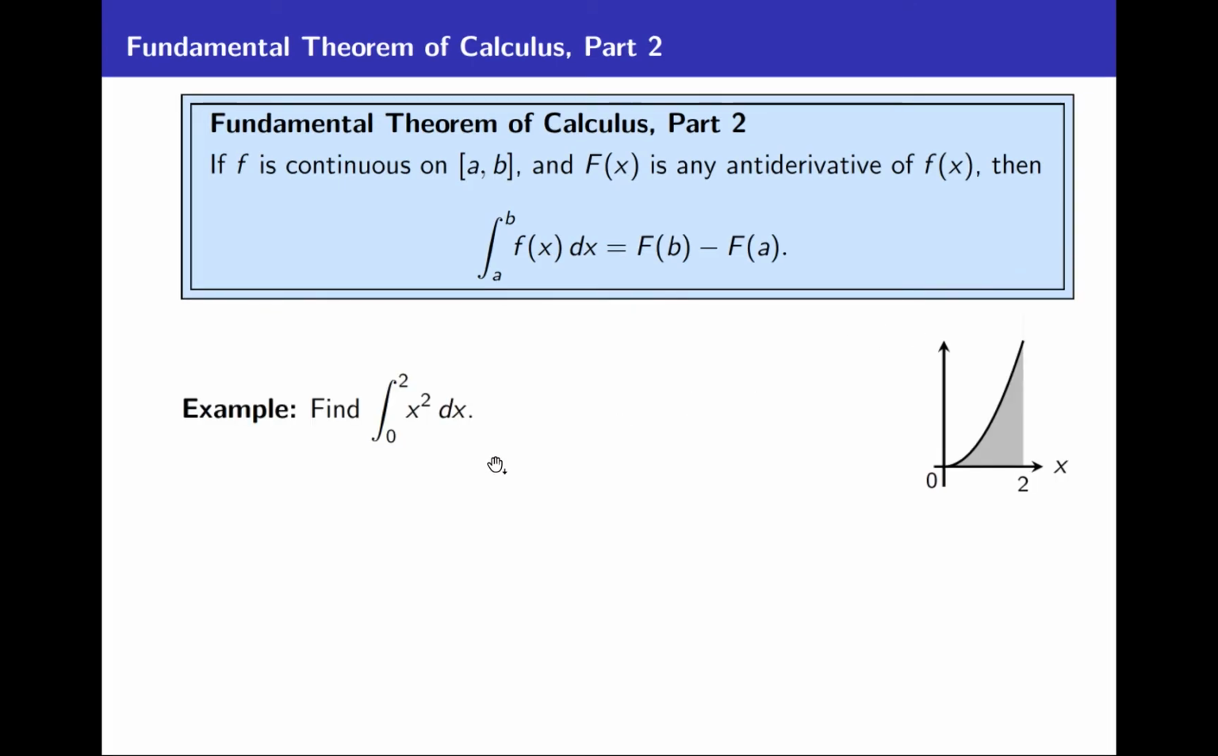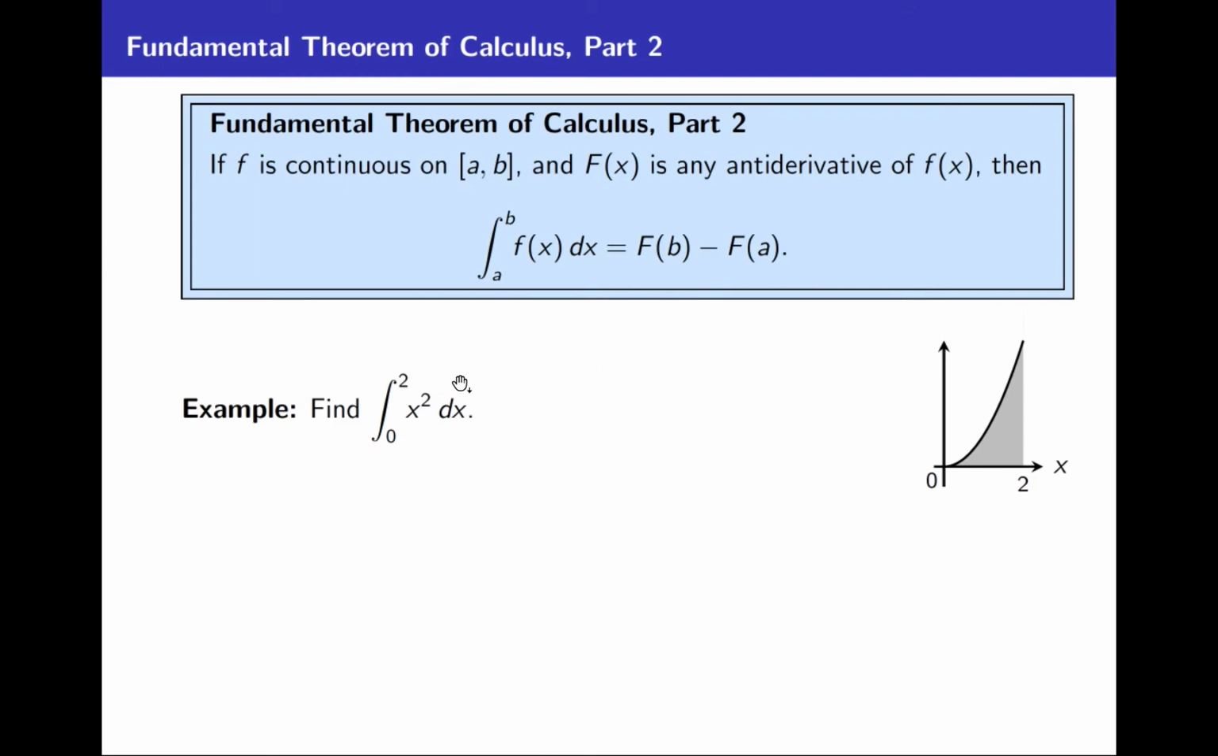Let's work out an example. Let's find the integral from 0 to 2 of x squared dx. Here's the graph of x squared, and you can see that this definite integral is going to equal that shaded area. It may look familiar because back when we were talking about area, we worked out this exact area by taking a limit of Riemann sums. If you remember, we got a value of 8/3. So we already know what this integral equals. It's 8/3. But let's work it out using the Fundamental Theorem of Calculus, Part 2.